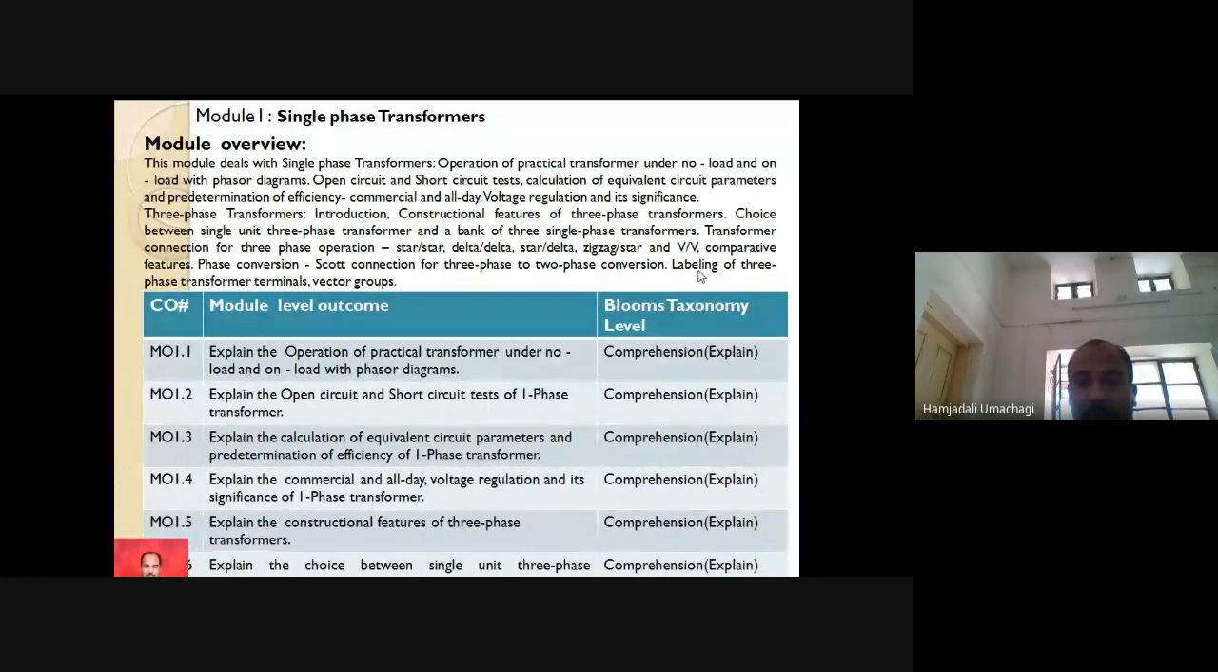Then finally come vector groups. Vector groups means there is a clock diagram. That clock diagram will tell you how you are going to represent the vector groups for different transformer connections. Okay, so this whole part, whatever I have highlighted over here, is the syllabus of your single phase as well as three phase transformer. Okay, fine. So today I will just recall all the basic things you have studied in your basic electrical engineering transformers subject.